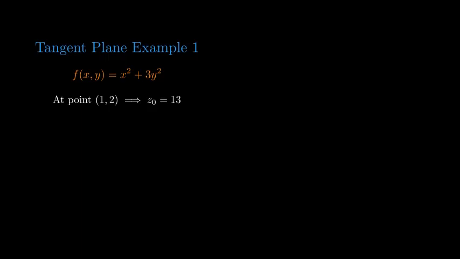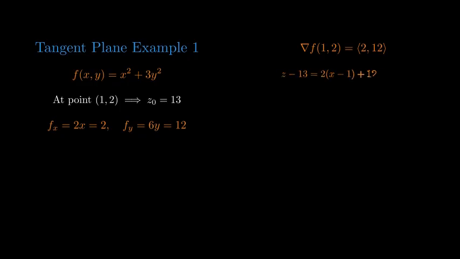Next, we find the gradient vector. The partial derivative with respect to x is 2 times x, which evaluates to 2 when x is 1. The partial derivative with respect to y is 6 times y, which evaluates to 12 when y is 2. This gives us a gradient vector of 2, 12. Now we substitute these values into our tangent plane formula. We get z minus 13 equals 2 times the quantity x minus 1 plus 12 times the quantity y minus 2.